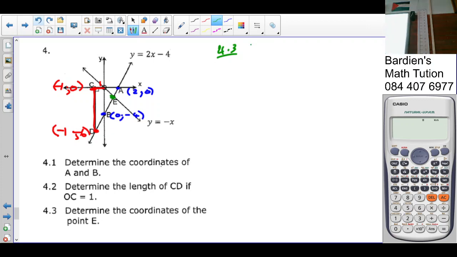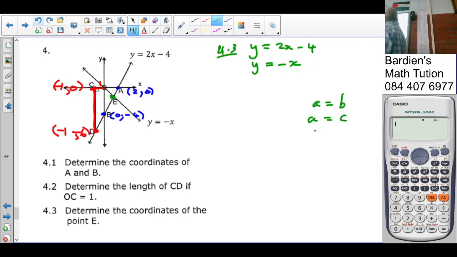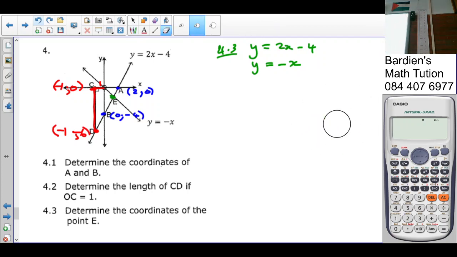So the one graph is y equals 2x minus 4, and the other one is y equals minus x. Remember what I showed you yesterday? If A is equal to B and A is equal to C, then we can conclude that B is equal to C. So if y equals 2x minus 4 and y equals negative x, then what can we conclude? Therefore 2x minus 4 is equal to negative x.